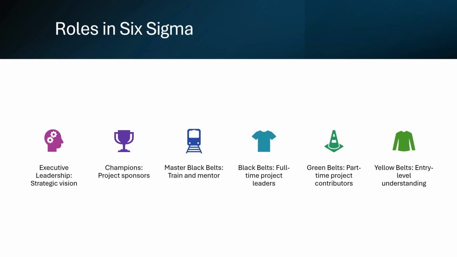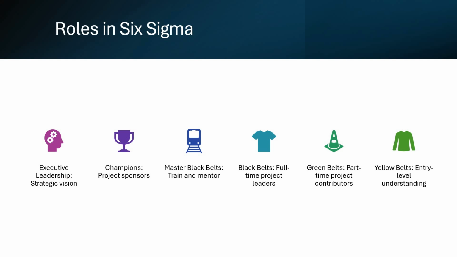Then comes the green belt. Green belts are functional experts who support Six Sigma projects alongside their regular job duties. They often work under black belts and contribute domain knowledge and data. For instance, a green belt from HR might analyze employee attrition patterns in a retention improvement project.